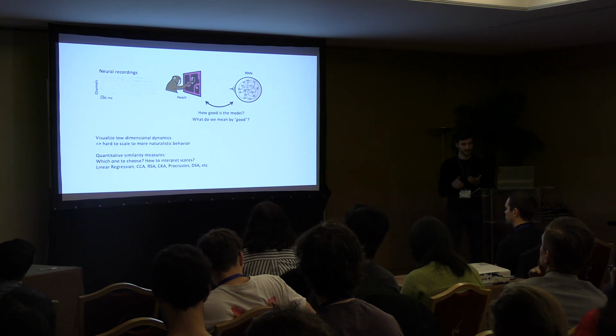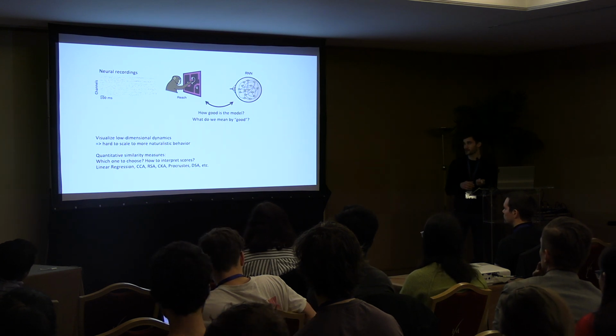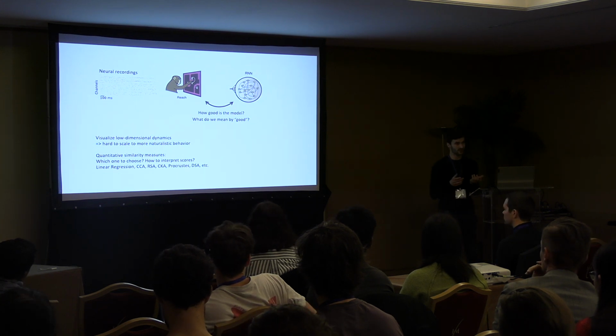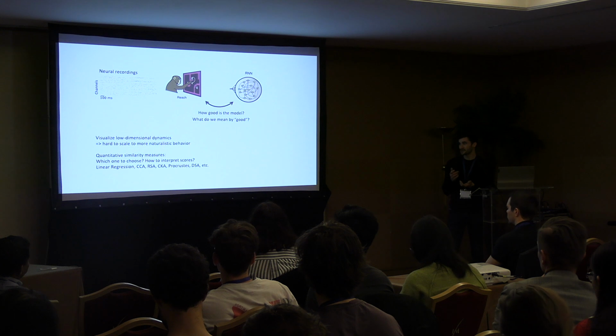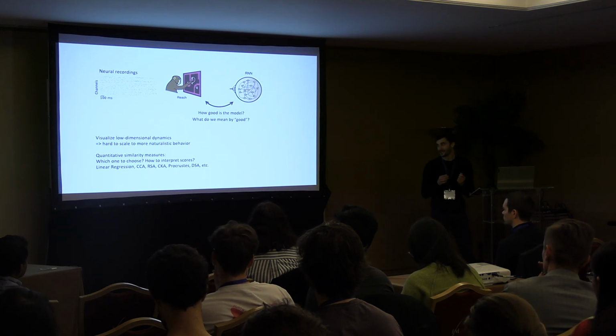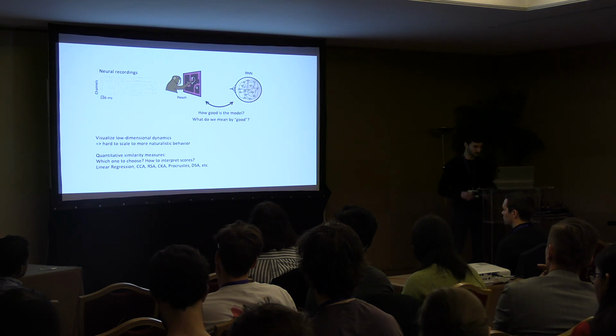Another approach that people have started to explore is to try to use more quantitative similarity measures, but it also comes with its own set of problems and questions. So which specific measures should we choose? And there are many of them in the literature. And how can we interpret those scores and what can we learn from the scores?